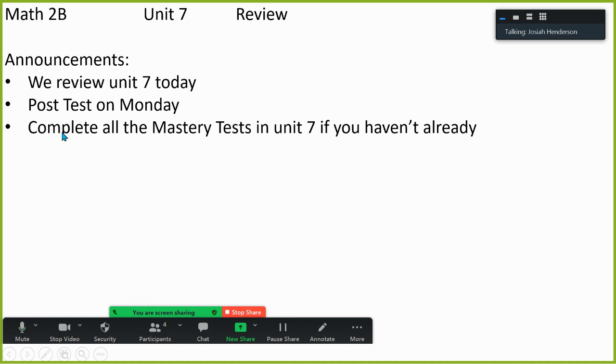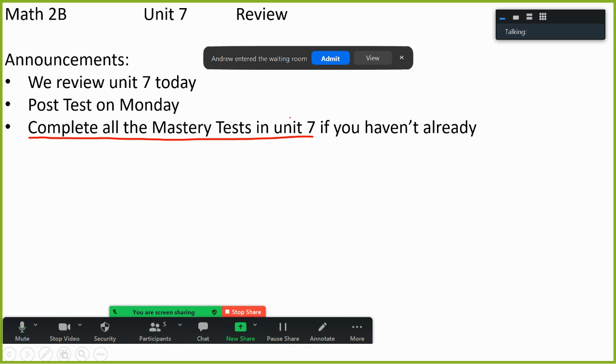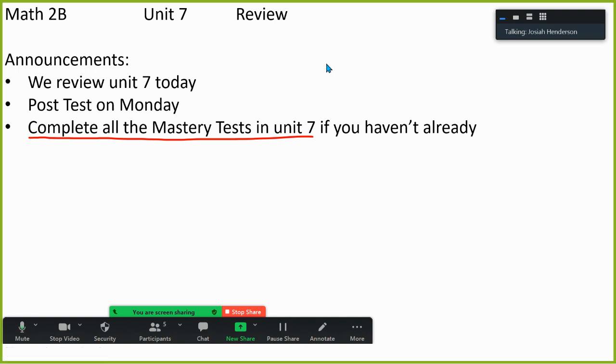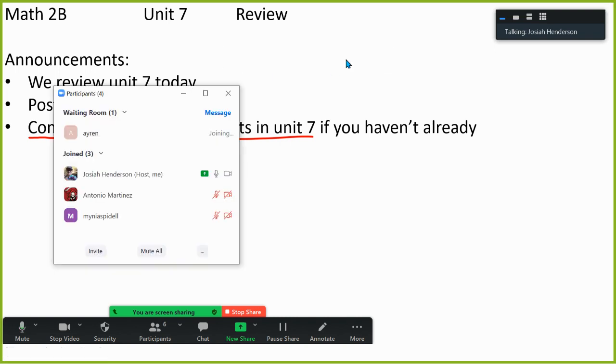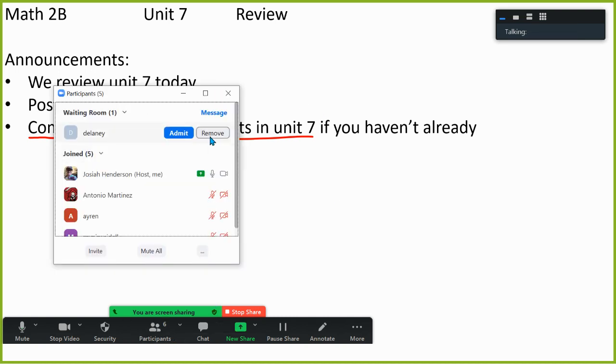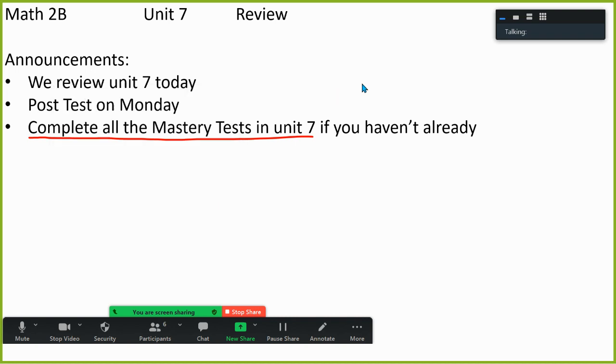Also, reminder if you haven't already, today, tomorrow, and this weekend, complete all the mastery tests for Unit 7. I think it's just three. I'm not having you do the unit activity, just the mastery tests. We'll do one of the unit activities coming up, but I haven't picked which one yet. But today, stick with me. We're going to review together on the types of problems from the test.